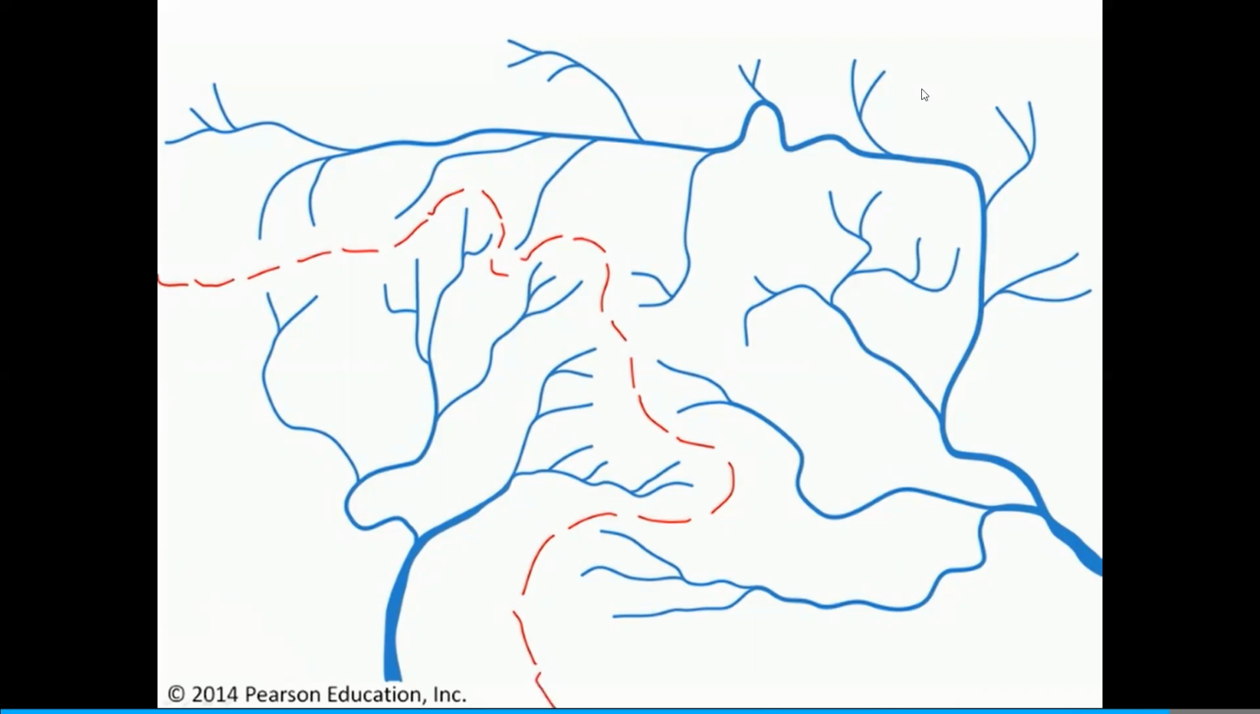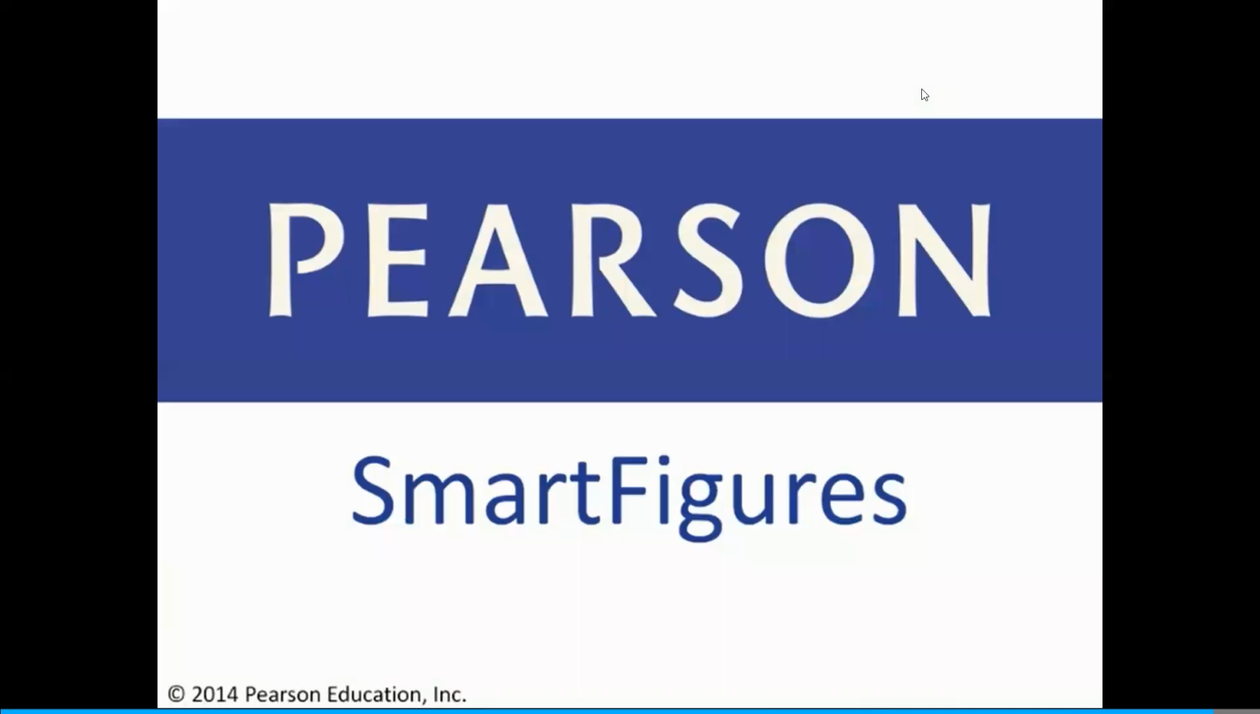Basically, you're just trying to divide those tributaries up from their neighbors and then ultimately divide the main trunk streams from their neighbors.